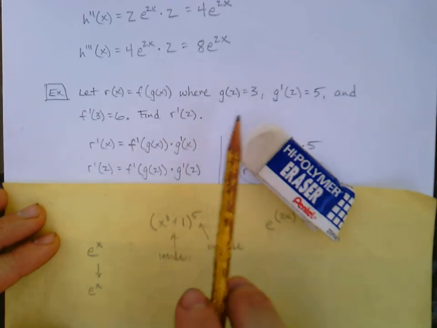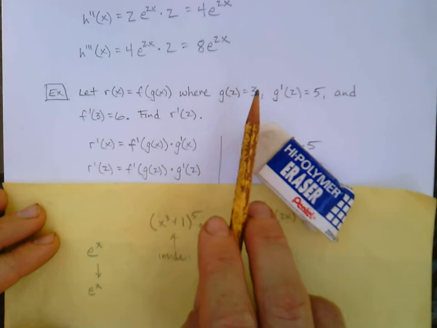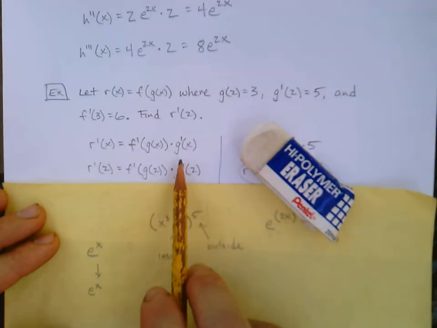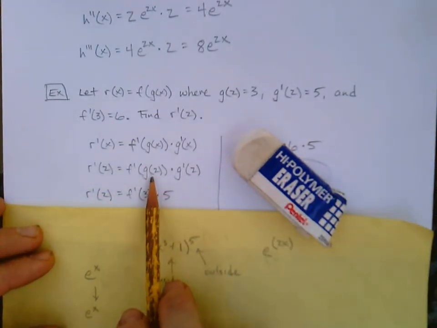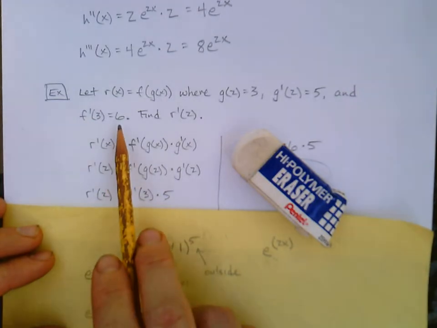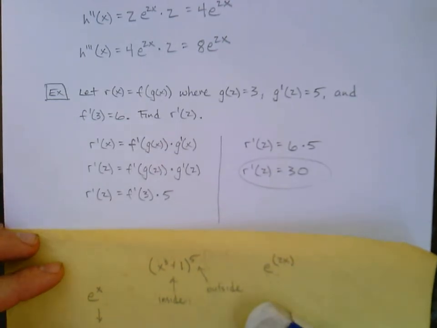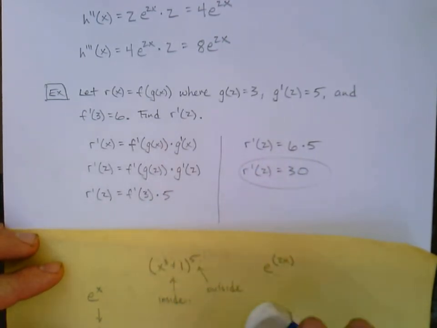Okay, and now here that other information is helpful. g of 2, they said, is 3, so this will become a 3. g prime of 2 is 5. So that's a 3, that's a 5. And finally, oh, what do you know? This created f prime of 3, and they told us that that equals 6. So that brings us to our answer. 6 times 5, well, r prime of 2 must equal 30.